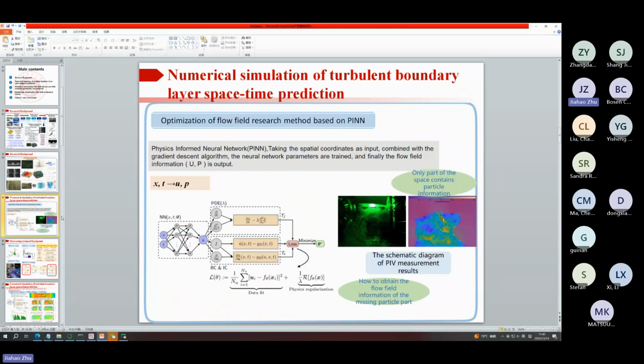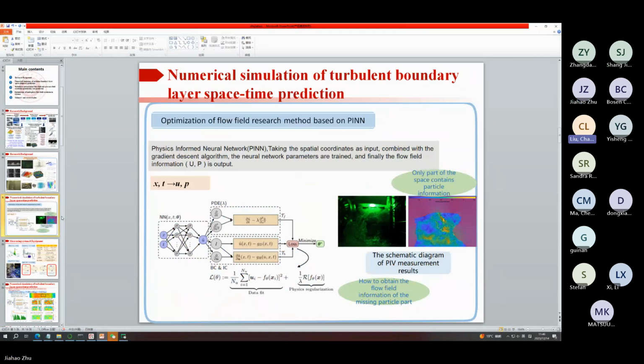Physics informed neural network. Well, that's the name. What is the real meaning? It means to add the physical equation as a limit to the neural network so that the training result meets the physical laws. Such as you can add the NS equation to the neural network, and you can solve some fluid questions and problems.